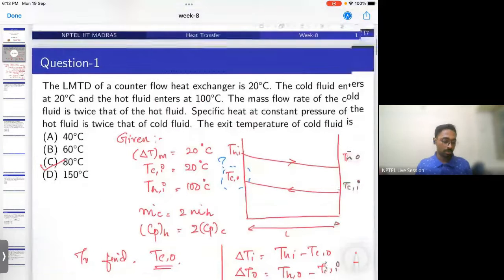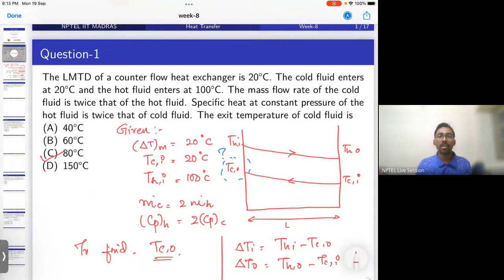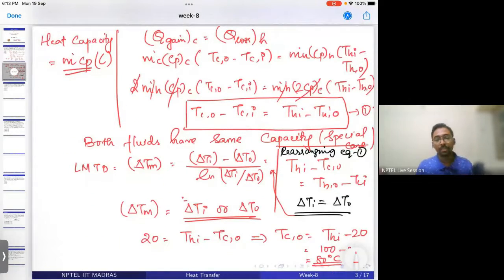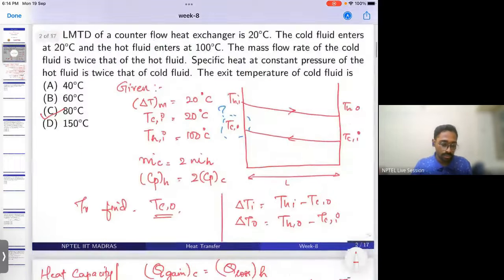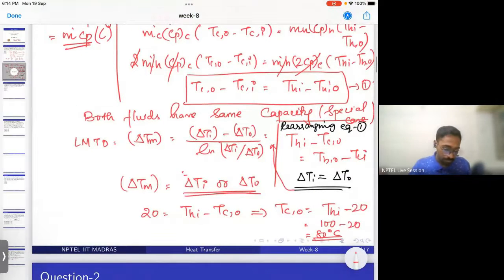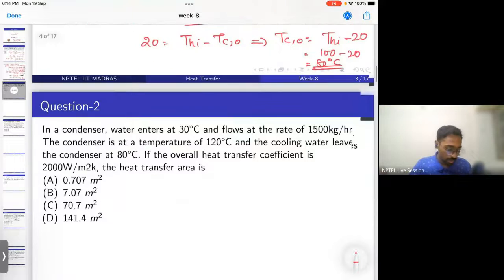So you have to think that it's a special case where the heat capacities of the cold fluid and hot fluid are the same. Under these situations the LMTD is not defined. After applying L'Hospital's rule, we can write that the log mean temperature difference is equal to either the difference of the temperatures at the inlet, or the difference at the outlet. This is a counter flow heat exchanger, and for a parallel flow heat exchanger we can apply the same approach. Okay, let's move on to the next question.